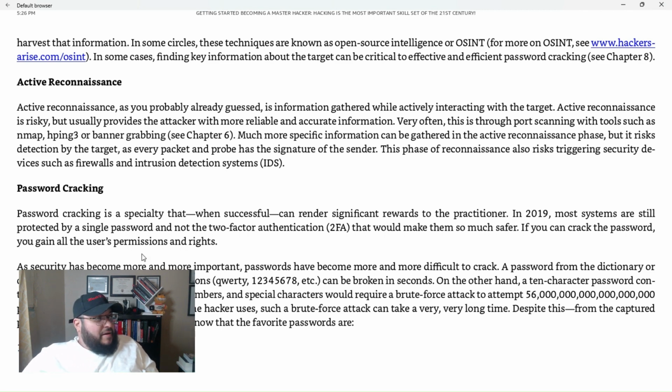Password cracking. Password cracking is a specialty that, when successful, can render significant rewards to the practitioner. In 2019, most systems are still protected by single passwords and not two-factor authentication, which would make them much safer. If you can crack the password, you gain all the user's permissions and rights.